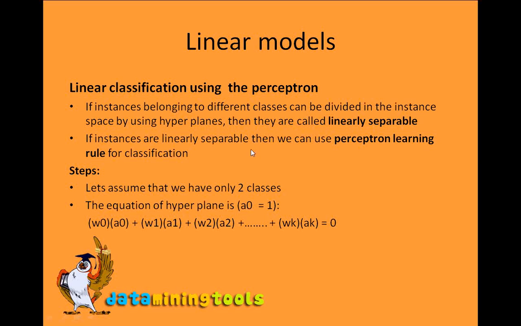For using the perceptron learning rule, we are considering that we have only two classes. The equation of the hyperplane is this. If you remember, this equation is very similar to the equation which we used during the prediction and during the classification for x. So we have the same equation, but we have equated it to 0. This will give us a hyperplane. With w0, we have included the attribute a0, whose value will remain 1. So this is the equation of the hyperplane.